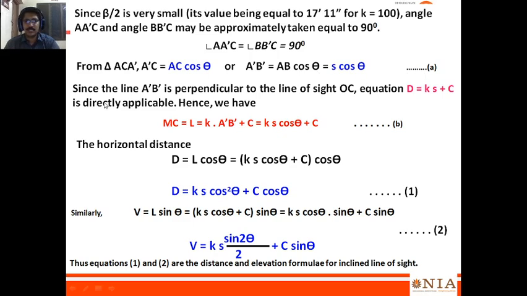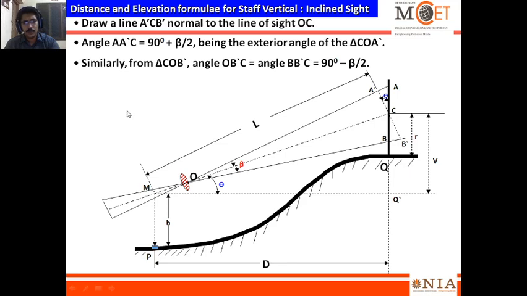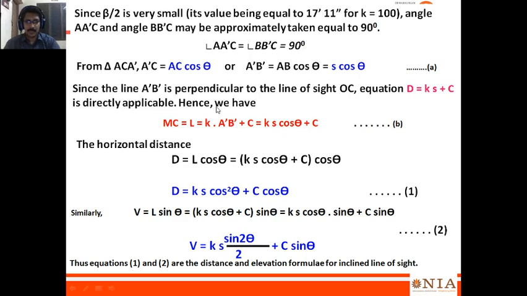equation A, first equation. Since the line A dash B dash is perpendicular to the line of sight, the imaginary line we have drawn to OC, the equation D equal to Ks plus C is directly applicable to this line. So this becomes the horizontal distance and this becomes the exact staff. So horizontal distance, and this one is the inclined one. So in position of D, this becomes L. So L is equal to Ks plus C. That principle can be applied here, right?